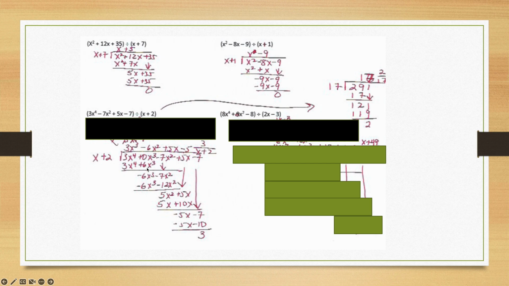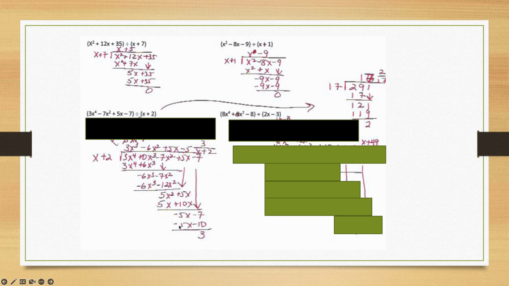Okay, then I'm going to have to multiply by negative 6x squared. And that will give me negative 6x cubed minus 12x squared. The negative 6x cubed will cancel each other out when you subtract. Negative 7x squared minus negative 12x squared is 5x squared. Bring down the plus 5x. Now I'm going to have to multiply by 5x, because 5x times x is 5x squared, and 5x times 2 is 10x.